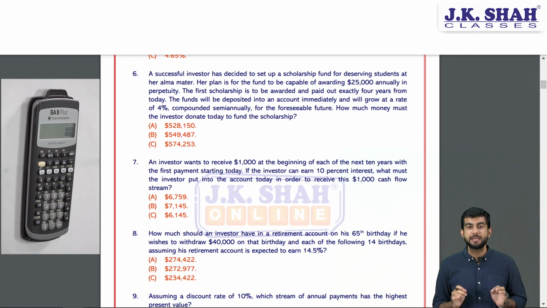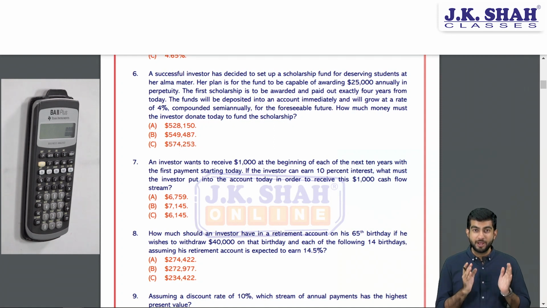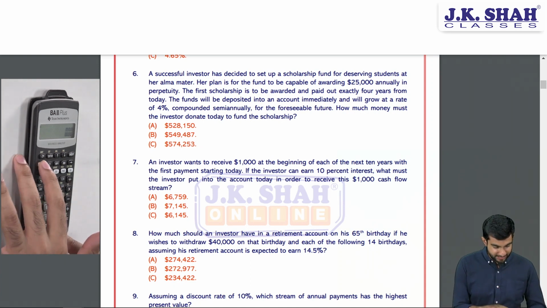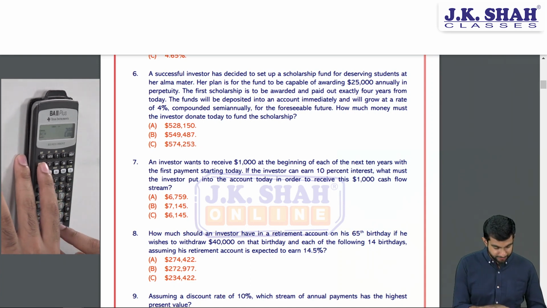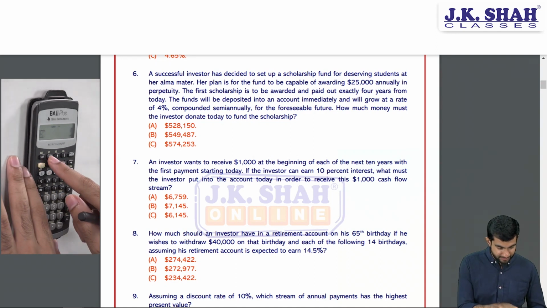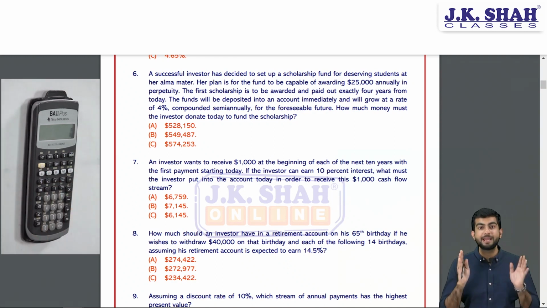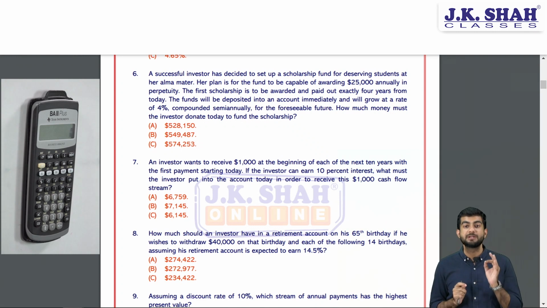Before starting any calculation, I would like to ensure that my calculator is set to 9 decimal places. So let's learn how to set our calculator to 9 decimal places. The keys are second, dot, 9 and enter. Then I press off, then I switch on my calculator. Now my calculator has been set to 9 decimal places.